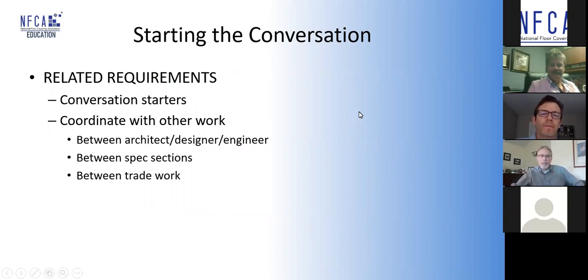So the related requirements, these are the conversation starters. These are the things, particularly with the architects, the interior designers, and the engineers in the audience. We don't talk enough. You know, concrete is left up to the engineer, finishes are left up to the designer, and nobody coordinates the work. But when we're installing rigid materials, fragile materials like stone and large format porcelain tiles, we need to have a stiffer floor.